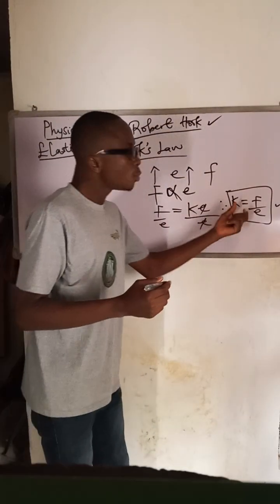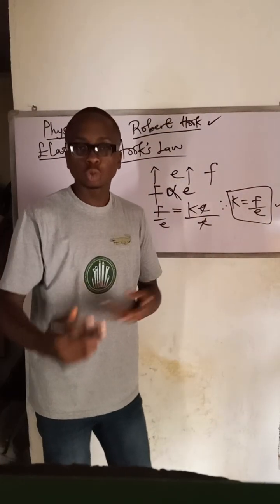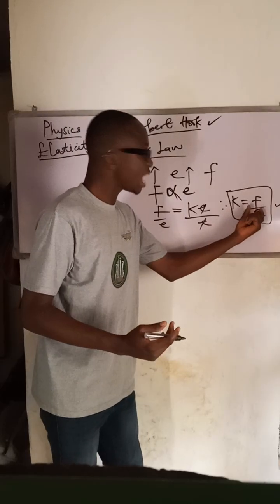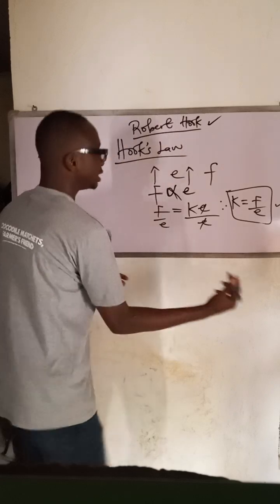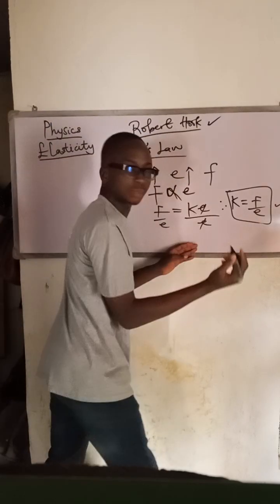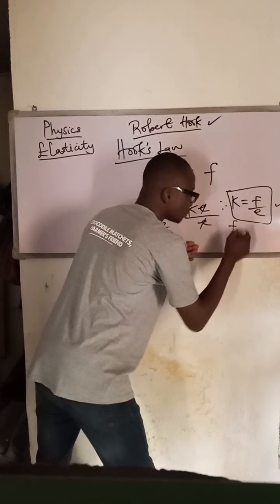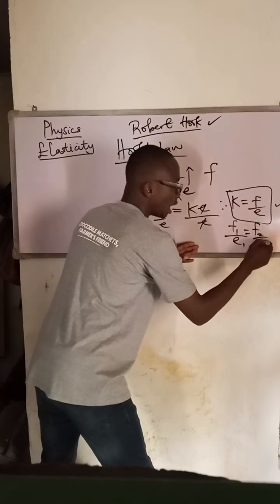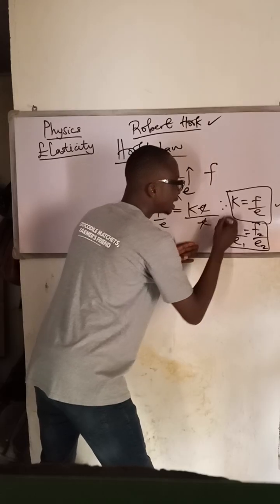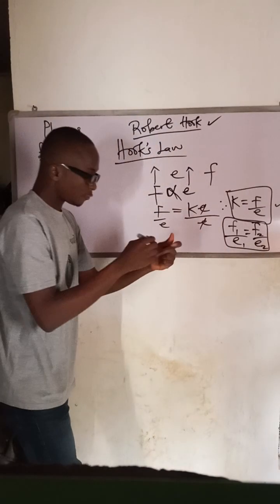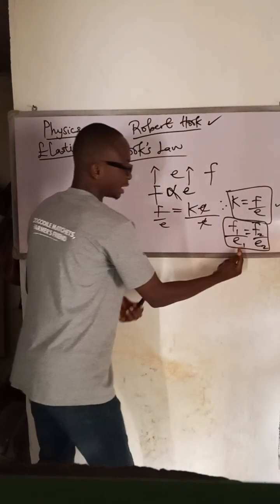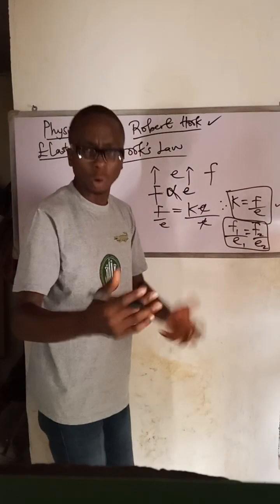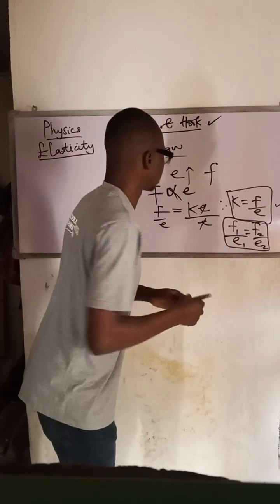Now, how about in questions where we are given two forces and two extensions? That means we have F1 and F2. It is just very easy. You just relate both of them. You have F1 over E1 equal to F2 over E2. This is in a case when you are given force 1 and force 2, or extension 1 and extension 2. You will see it in the question. We're going to solve questions, you will see how this works.